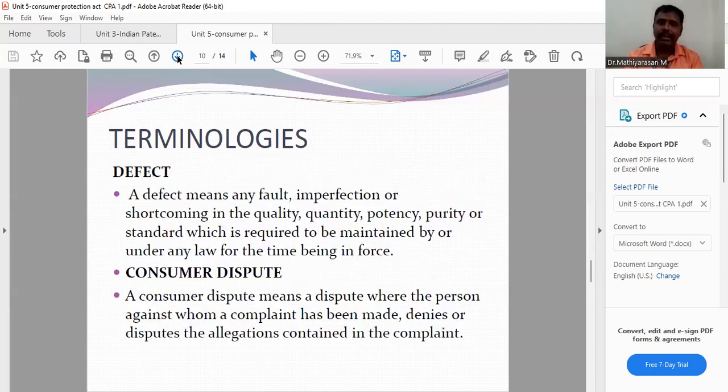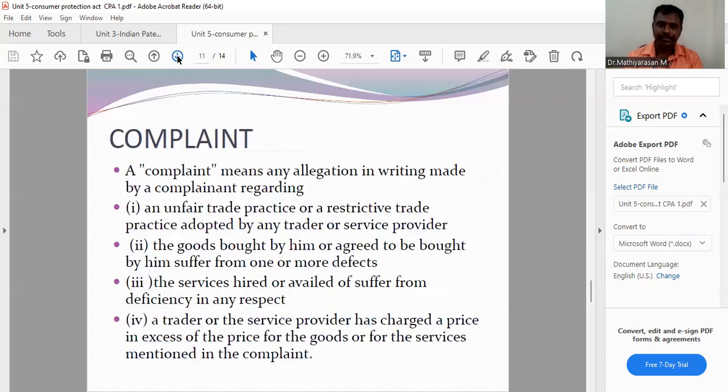Defect. A defect means any fault, imperfection, or shortcoming in the quality, quantity, potency, purity, or standard which is required to be maintained by or under any law for the time being in force. Consumer dispute. It means a dispute where the person against whom a complaint has been made denies or disputes the allegations contained in the complaint.